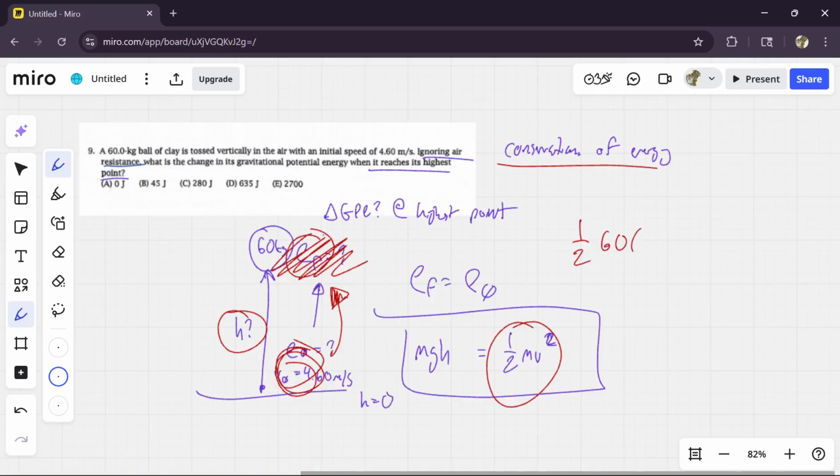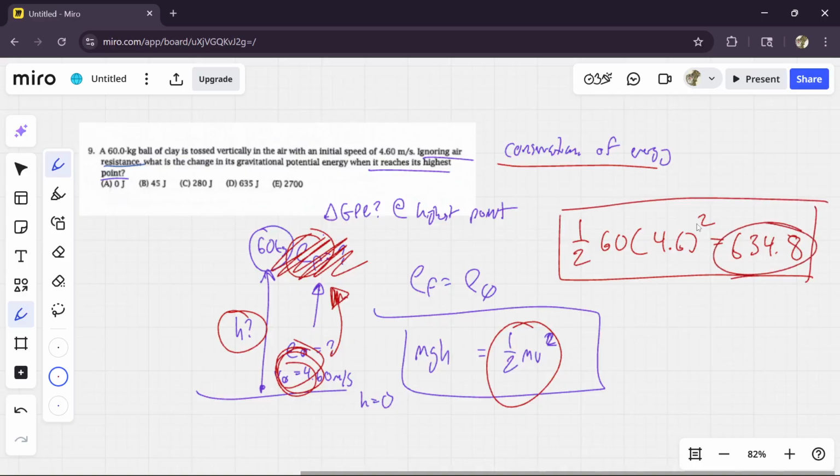This is 1/2 times 60 times the velocity, which is 4.6 squared. On my packet, I got 634.8. That could be a little off. Maybe I typed it in wrong on my calculator, but that's what I got initially. This was the first question I solved on the packet. So maybe that's a little off, but it rounds up anyways to 635, which is the correct answer. And that should be pretty simple.